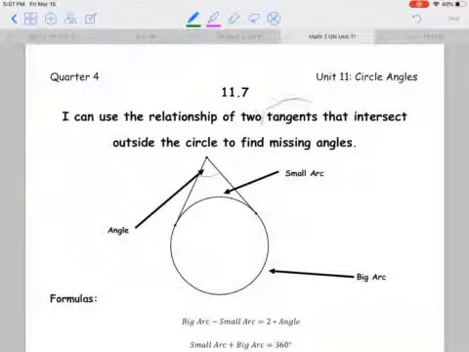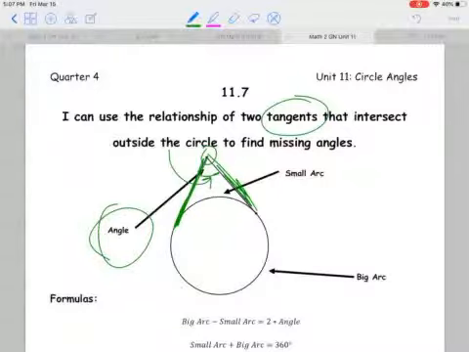11.7, we're going to be looking at two tangents. So remember, tangents go off the circle at exactly one point, and they meet together here to make an angle. So that's actually our angle right here between them. And then we're still going to have a small arc formed between there.